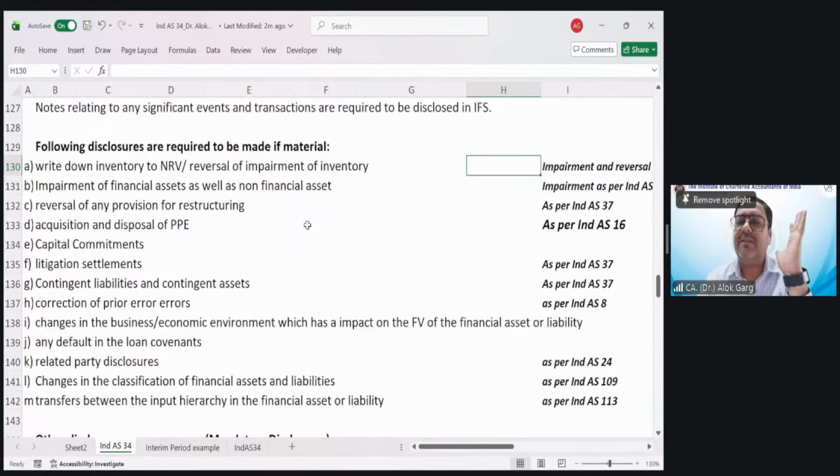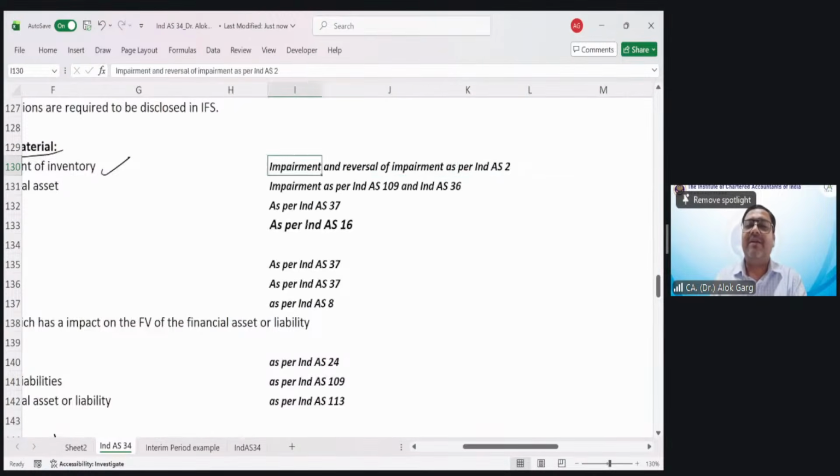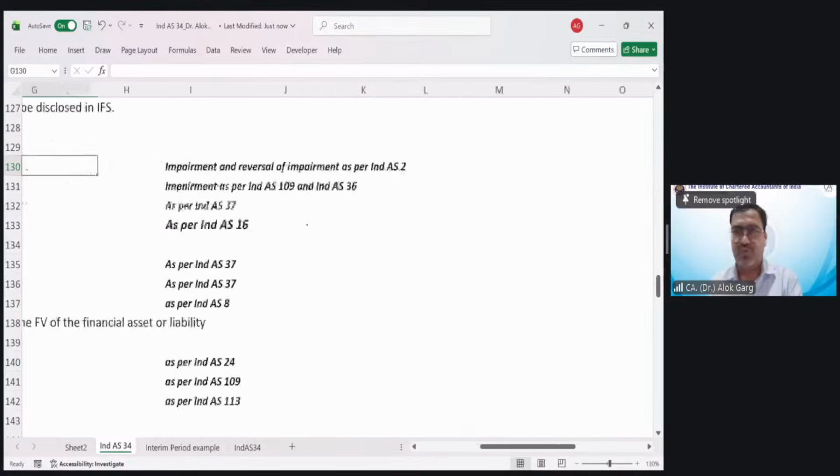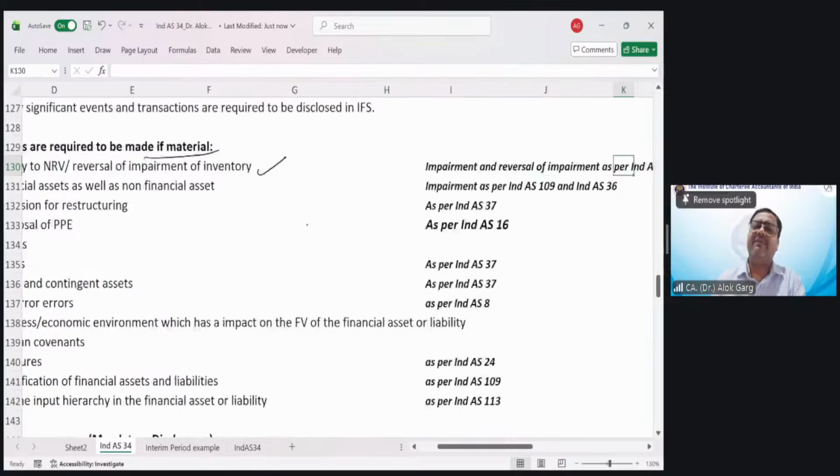So Manoj and Saminathan are saying no. They are saying this disclosure is required only when it is material. It is not a mandatory disclosure in interim financial statement. This is required only when it is material, right? Right. And this impairment and reversal is governed by Ind AS 2. Okay.